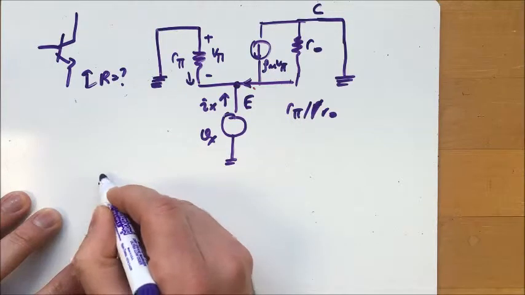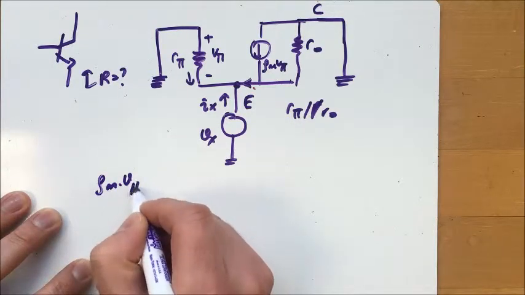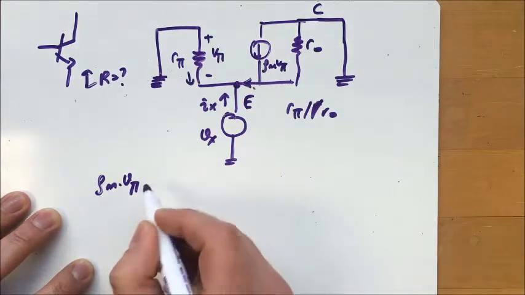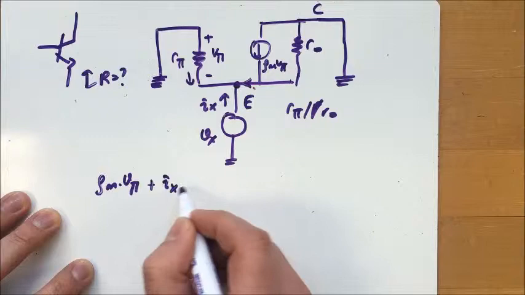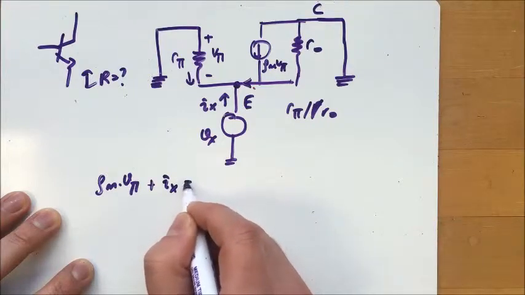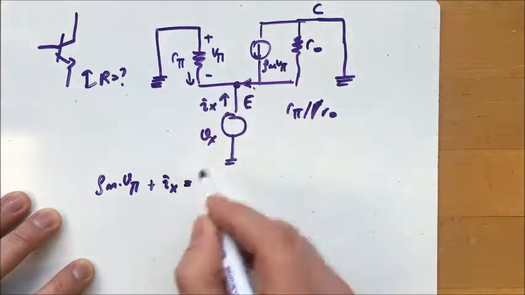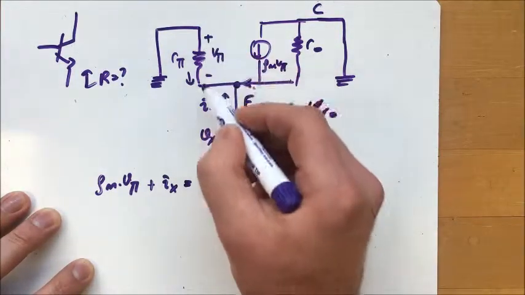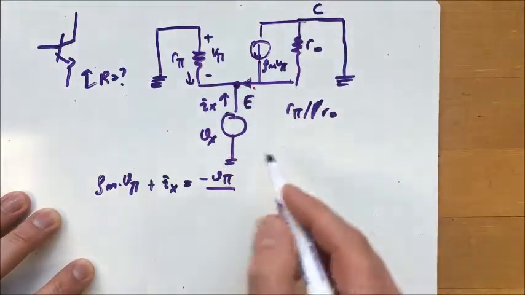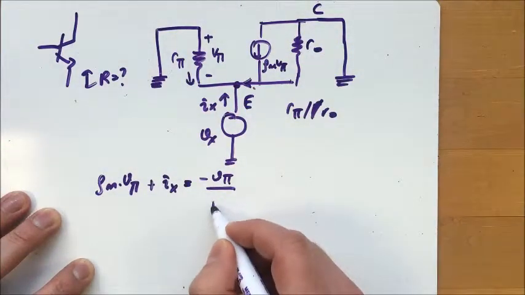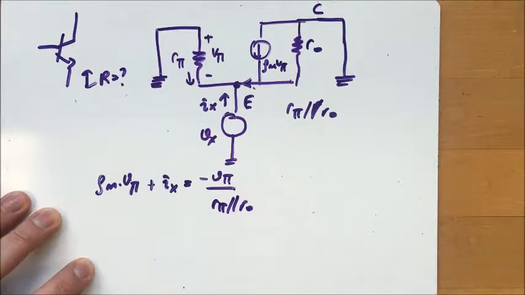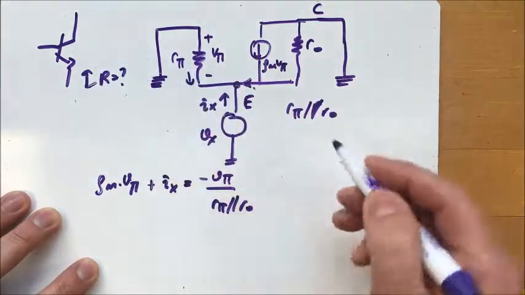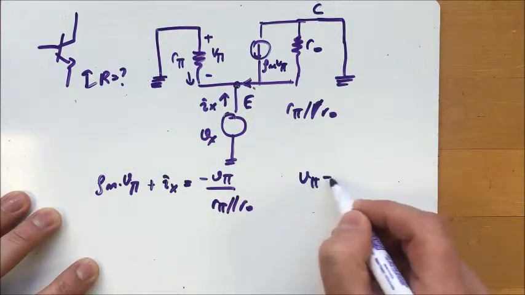So GM times V pi, that's your current from here, plus Ix is equal to, because it's negative V pi divided by the resistance between V pi. This is V pi, this is also V pi. Same nodes. Because this is grounded, so this is going to be R pi in parallel with RO. If you see Vx here, this is V pi, so V pi and Vx are the same with that opposite sign.